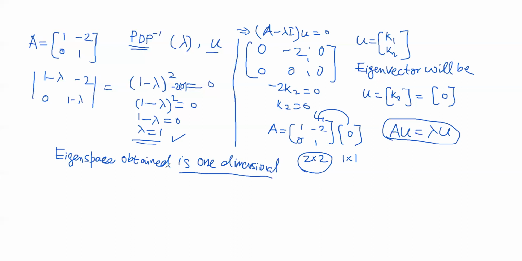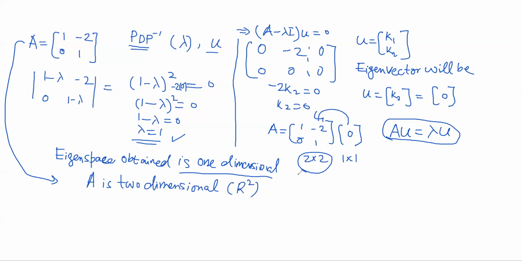Okay, so the eigenspace obtained is one-dimensional, whereas our initial matrix A is a two-dimensional, 2 by 2 matrix. Since these two conditions are not matching, A is two-dimensional, which means we are talking about R2, while here we are talking about R1. So R2 and R1 are not matching, and these two conditions are not matching.